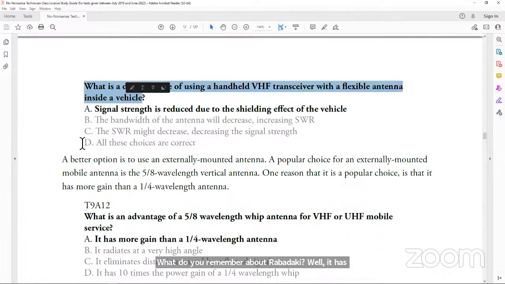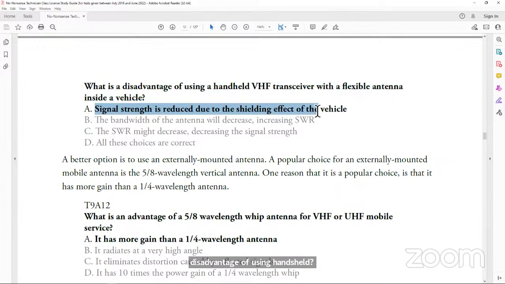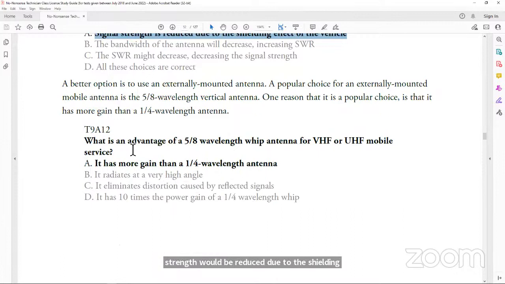Next question in the question pool. What is a disadvantage of using handheld VHF transceiver with a flexible antenna inside of a vehicle? So we said that if we were to do that, our signal strength would be reduced due to the shielding effect of the vehicle. All of that metal all around on top of us inside and so on. Right? It shields the signal.